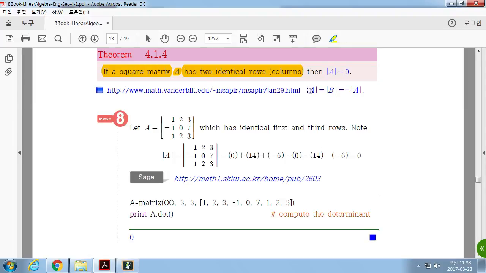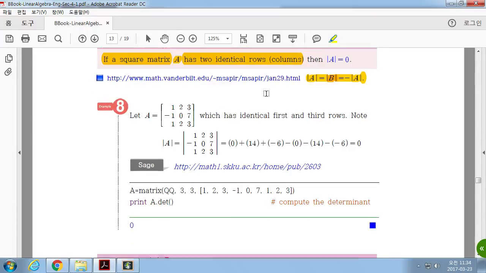Why? Because if you have two identical rows, then when you switch them, let's say it's a matrix B, the sign should be changed on the determinant. But if the two rows are identical, then basically these two matrices are the same. So the determinant should be the same. So this equality should hold, which means 2 times the determinant of A is equal to 0, which means the determinant of A should be 0. So from the property that we just showed, this follows.